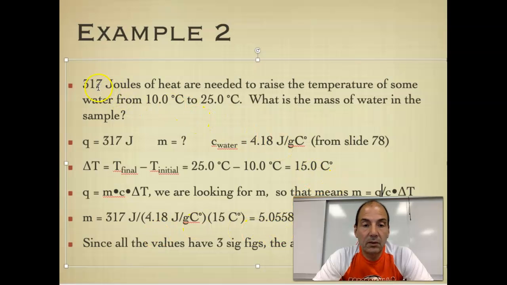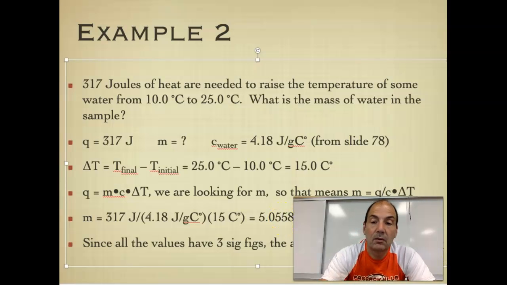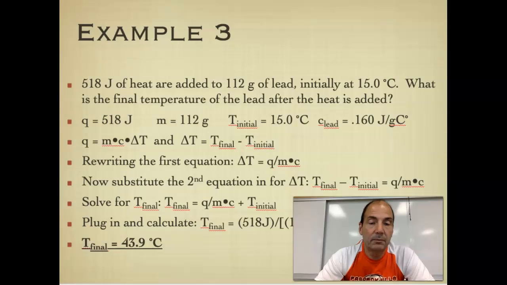Going back to my givens, this had 3 digits, this had 3 digits, this had 3 digits, so my answer should have 3 digits. So I'm going to round off at the third number, 1, 2, 3. So it's 5.06 grams, final answer. Okay? All right, let's flip it around one more time here.